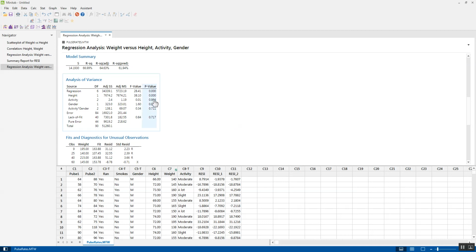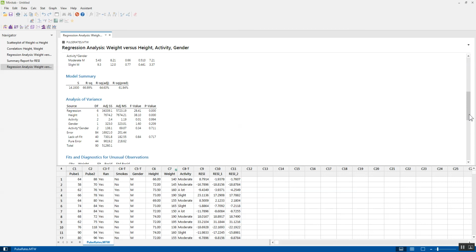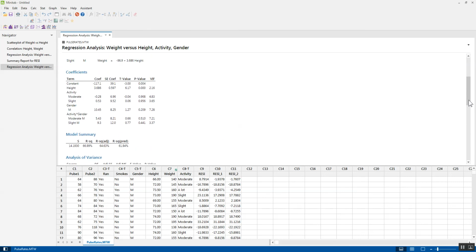If they were significant terms, those p-values would be less than 0.05. If we go up and look at these t-tests, to see whether these are giving a slope that's significantly different from zero, again, I'm failing to reject that null hypothesis. They're giving a slope that's not significantly different from zero. The only term that has a slope that is significantly different from zero is the height term, which we had before.